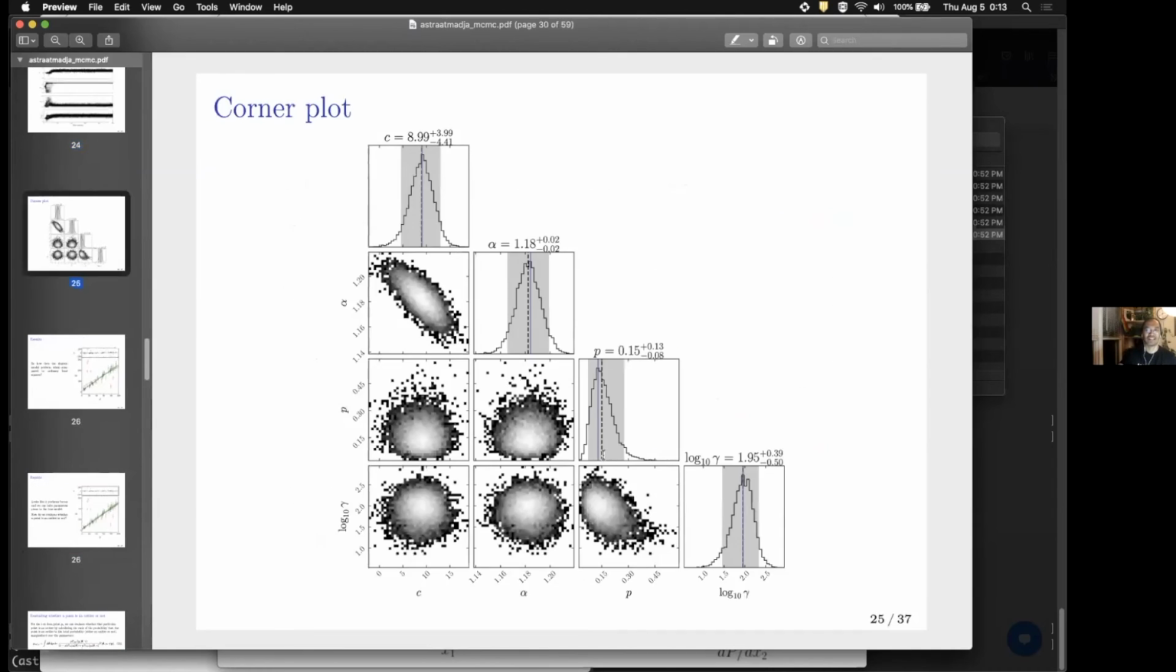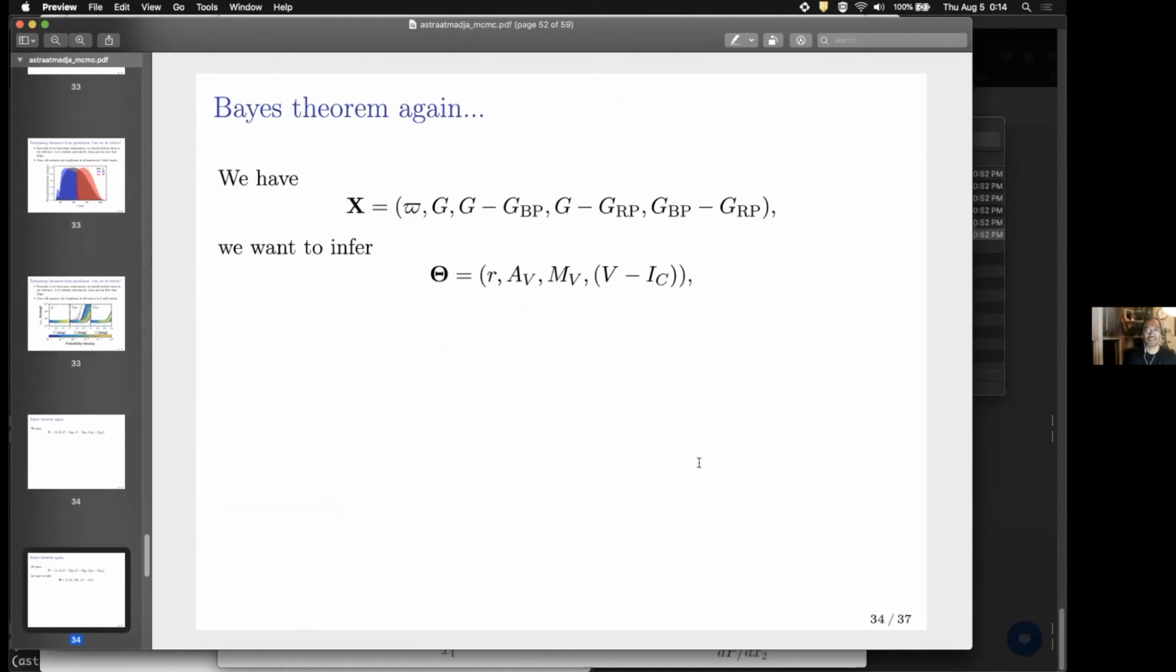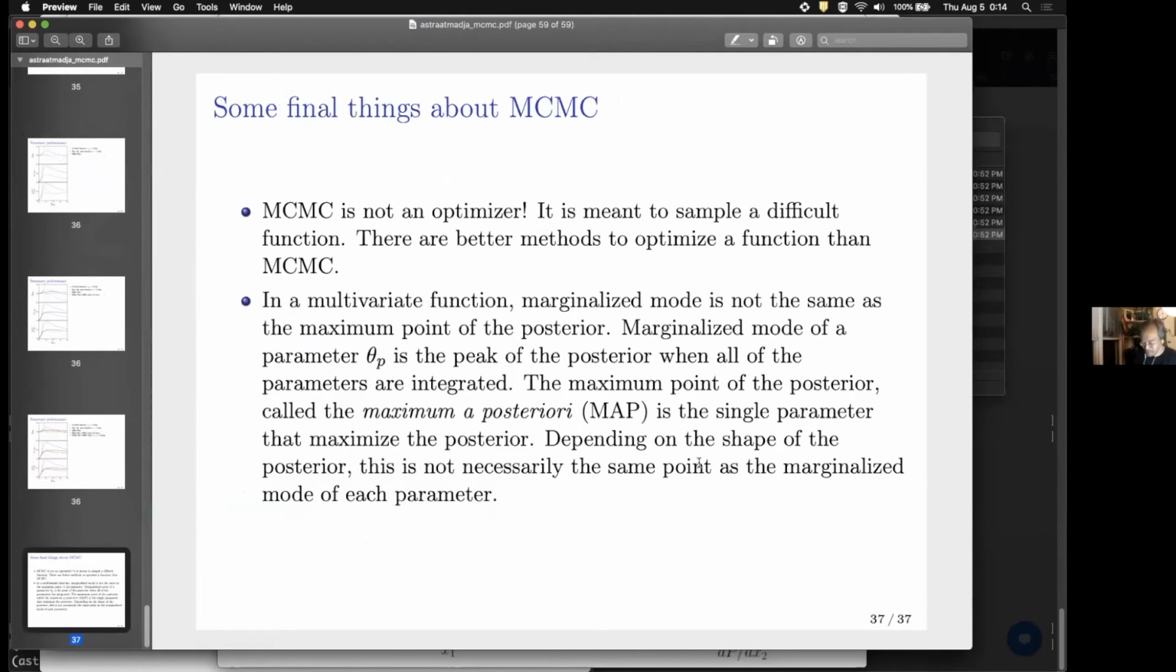So here, this is a marginalized mode. It's not necessarily the same as the MAP, especially if the posterior is funky looking. Sometimes it's a different value, and in fact, sometimes they can be located far apart, and the MAP is actually outside the credible interval. So be careful in defining what we want out of MCMC. So yeah, that's everything about MCMC for me.